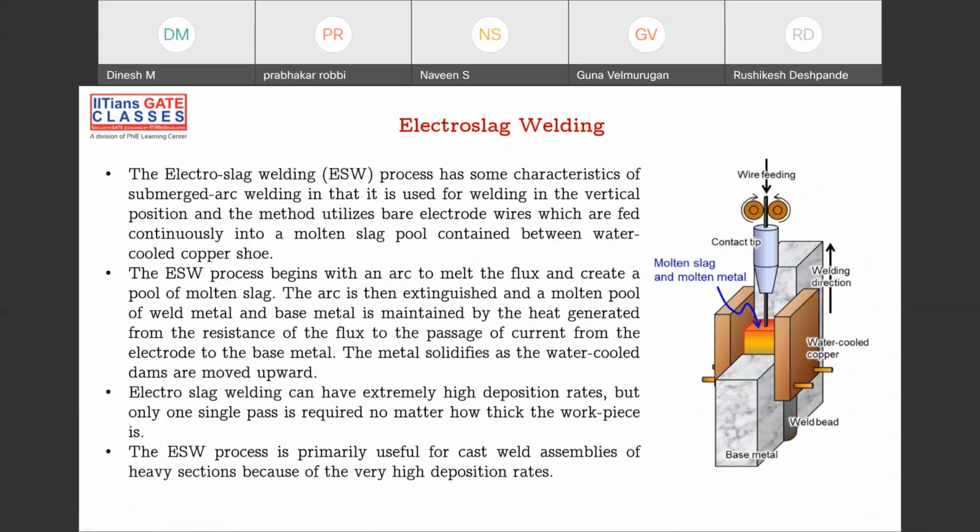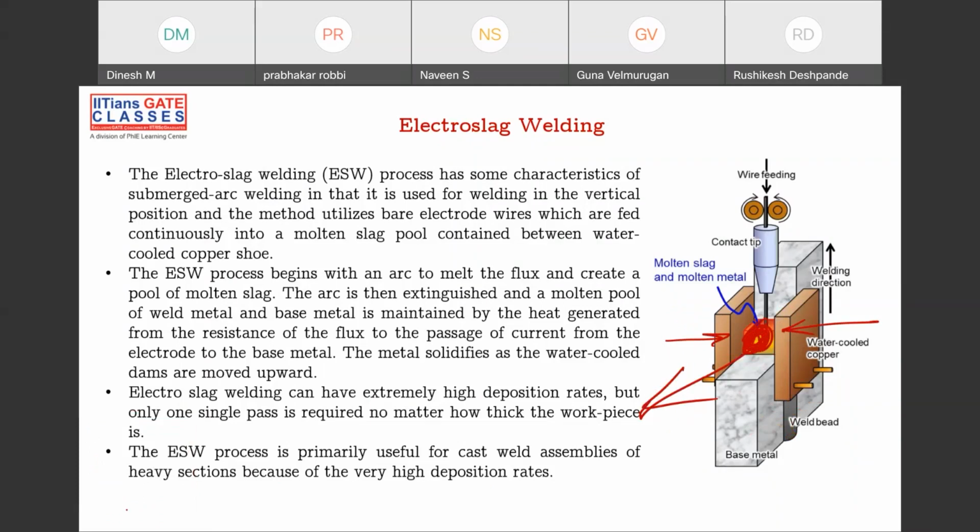If you are cutting a cross section here, it should be like this. Actually, it should be like this, but you are cutting a cross section like this. So what is happening here? You have a copper water-cooled shoe here which will support the weld. This is your weld pool here. So this weld pool should not be spilling here and there.